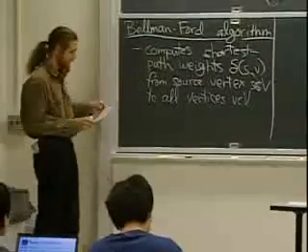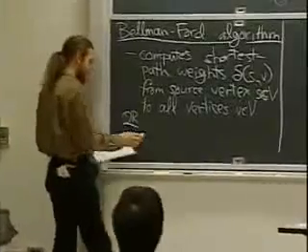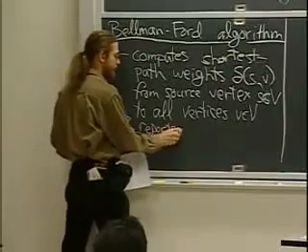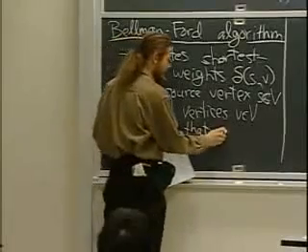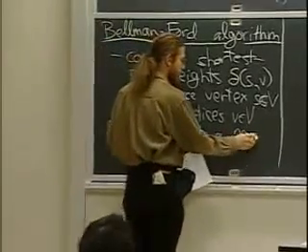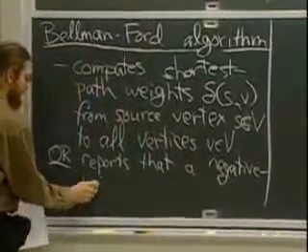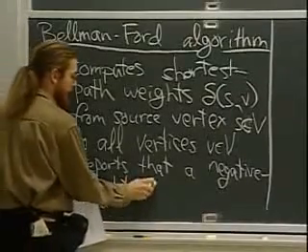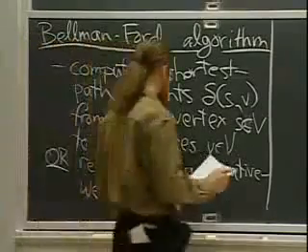And this is the good case. But there's an alternative, which is that Bellman-Ford may just say, oops, there's a negative weight cycle. And in that case, it'll just say so. So say a negative weight cycle exists. Therefore, some of these deltas are minus infinity.